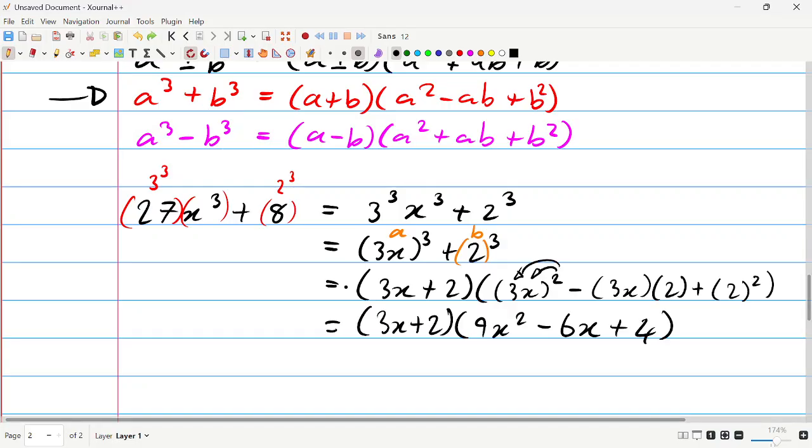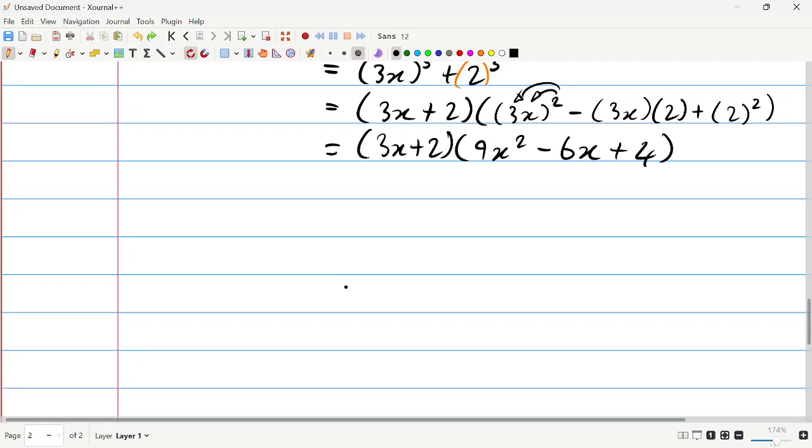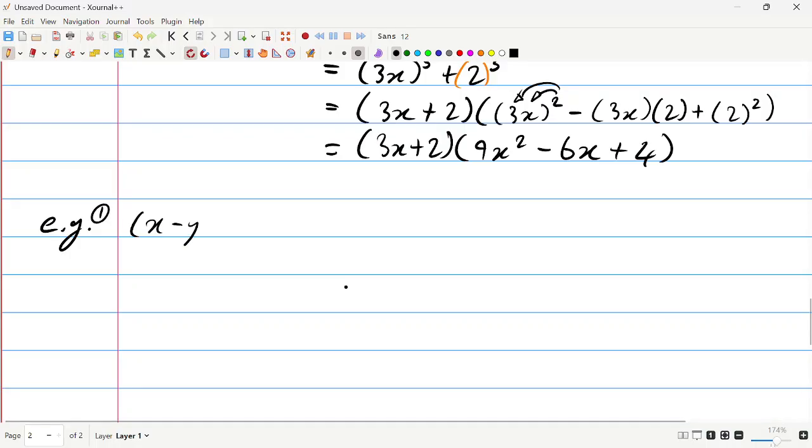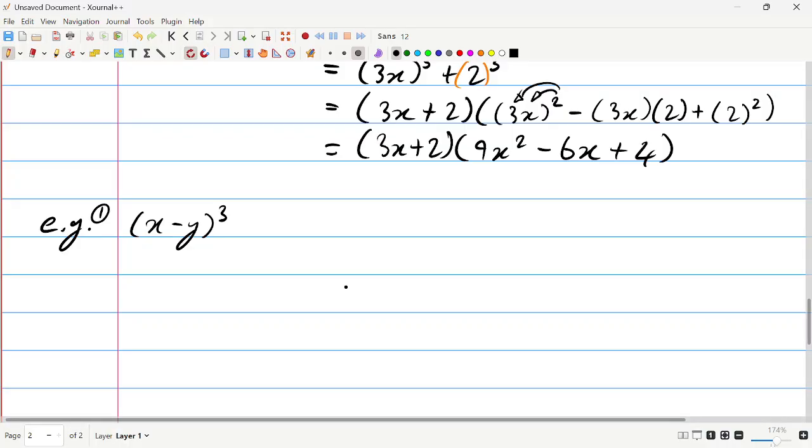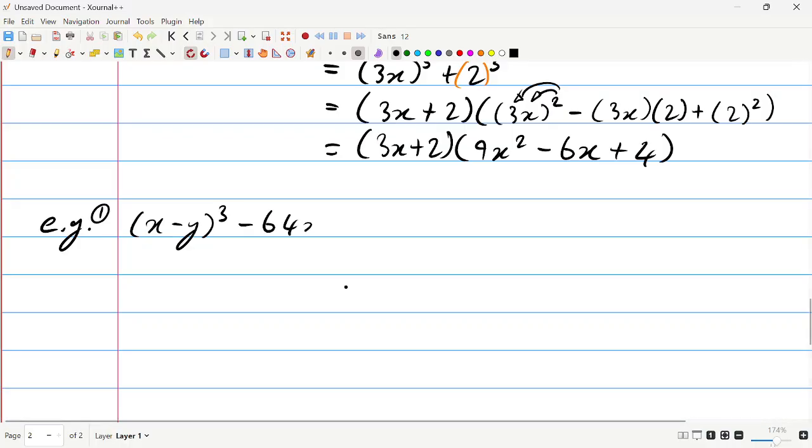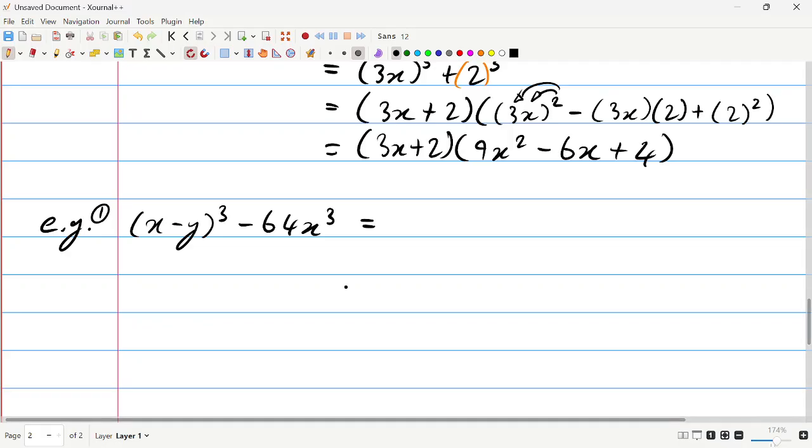Let's get to the final part of this revision. But before we do, let me just give you an example question. Example 1 question. If I give you x minus y to the power of 3, and I say minus 64x to the power of 3, what is the answer going to be? How are you going to factorize it? So I want you to try that on your own. Okay, now let's actually get to the final part.